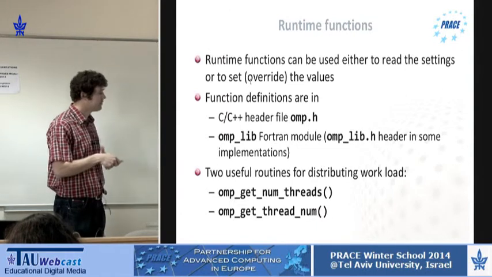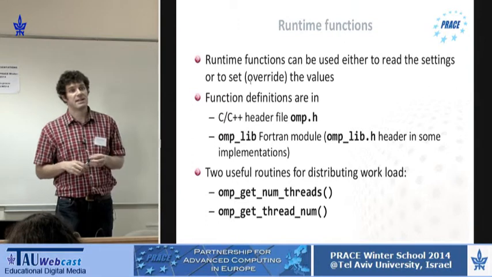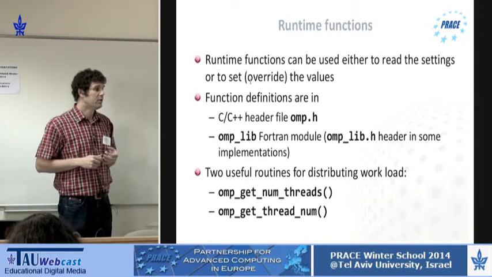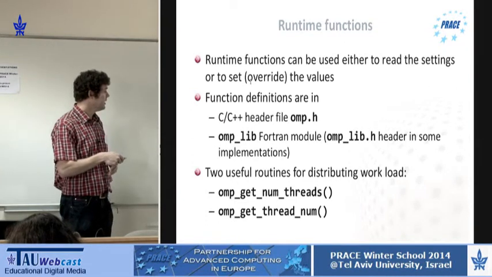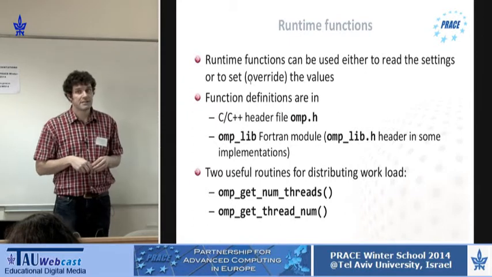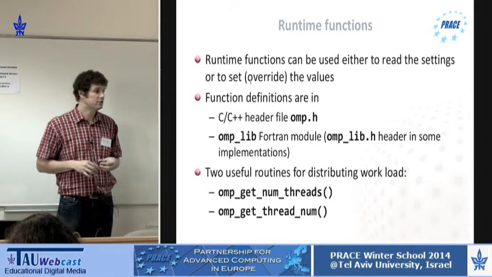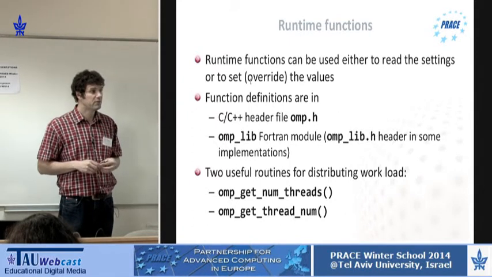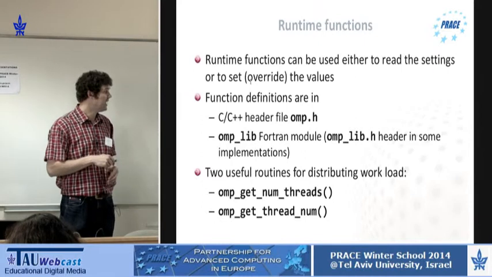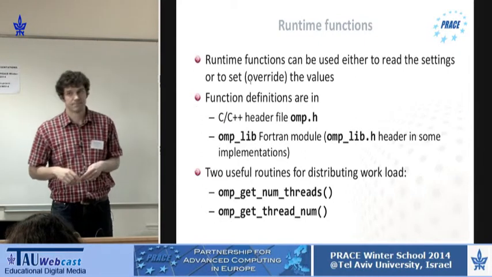And omp_get_thread_num then naturally gives the ID of that particular thread. If you call that outside a parallel region, it always returns 0 for the master thread, but within the parallel region, each thread will have a different value returned.